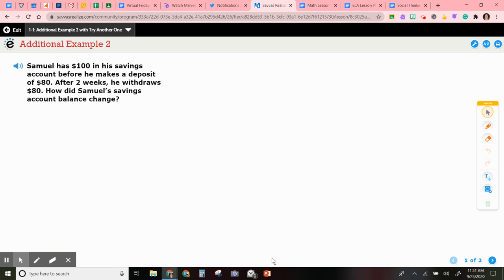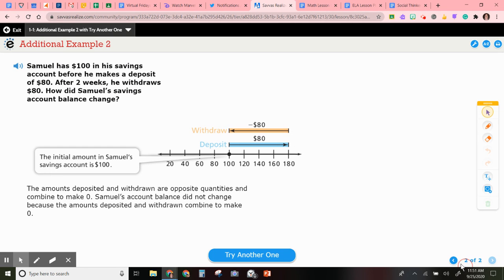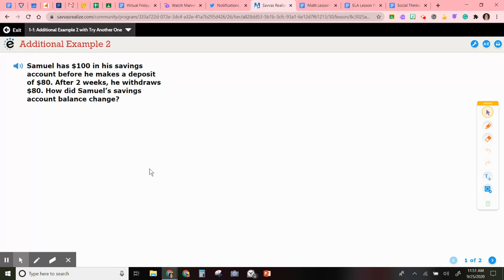Let's look at another one. This is the same friend, Mr. Samuel. Okay. Same thing. He has $100 in his savings account before he makes a deposit of $80. After 2 weeks, he withdraws $80. How did Samuel's savings account balance change? And again, I'm going to use yellow this time to highlight.